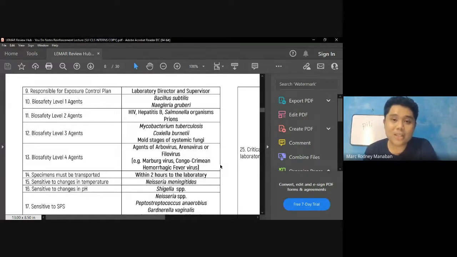And of course, the BSL-4 agents, the highest level. These are agents usually causing viral hemorrhagic fevers or encephalitis, and usually they are viruses. They include the arboviruses. What are arboviruses? These are arthropod-borne viruses, as the name says. Arenaviruses and filoviruses too. Most of these are arthropod-borne, meaning they are transmitted by insects, by vectors. The diseases they cause are usually hemorrhagic and deadly fevers. So these are very dangerous to isolate and manipulate, and very contagious, so they need the highest level of protection, BSL-4.